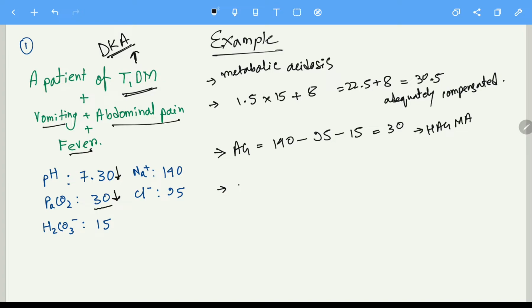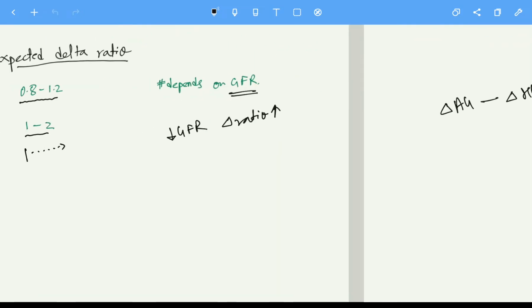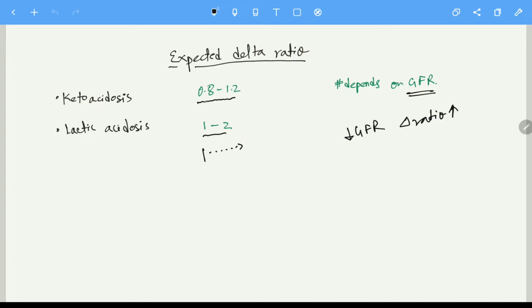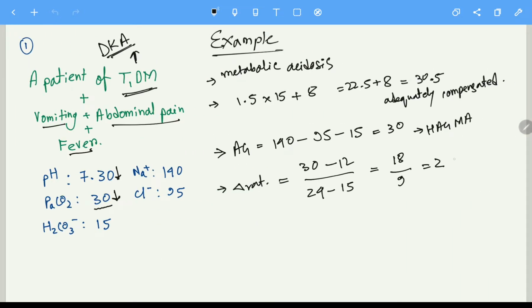Now we are calculating the delta ratio. The delta ratio is, as we have known, the anion gap 30 minus normal anion gap 12, by 24 minus the bicarbonate, here 15, so 18 by 9, which is 2. As we have seen from the clinical scenario, this is diabetic ketoacidosis. In diabetic ketoacidosis the delta ratio should be between 0.8 to 1.2, but it is 2, so the delta ratio is more than expected.